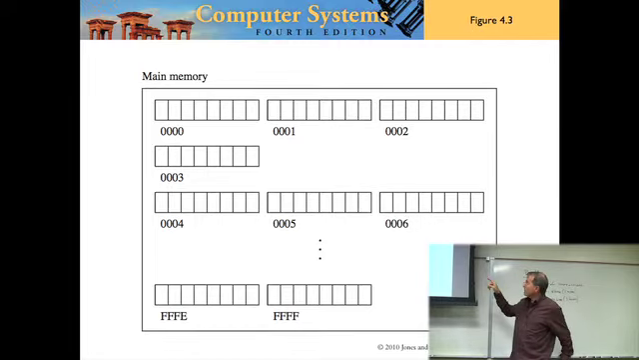Now, the way in figure 4.3 this is all laid out is such that the address is a 4 hexadecimal digit number.